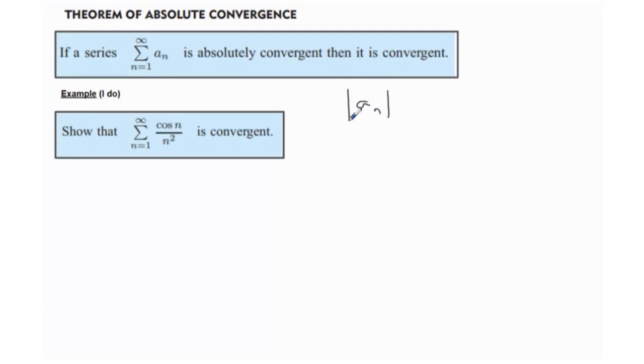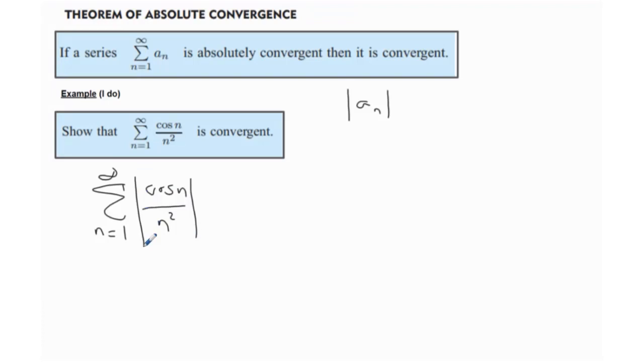Here we have the sum from n equals 1 to infinity of cos n over n squared. To show it's absolutely convergent, we're going to consider the series from n equals 1 to infinity of the absolute value of this, and see if we can show that that converges. And it's a lot easier to do.